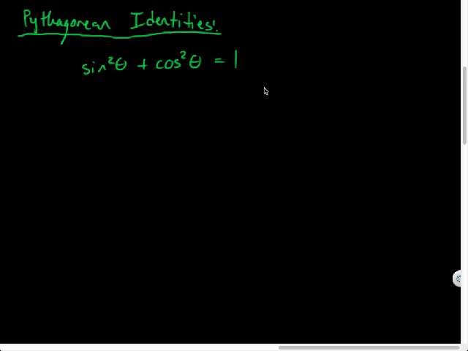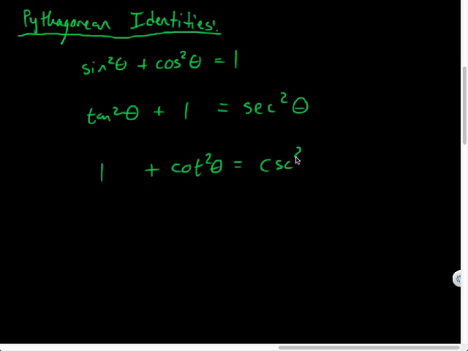There are 2 more. We're going to discover one of them, and the other we'll maybe explain how to discover. But I'll write them all down now for you. The other one is tan squared theta plus 1 is equal to secant squared theta. Huh. Interesting. And the last one is that 1 plus cotan squared theta is equal to cosecant squared theta.